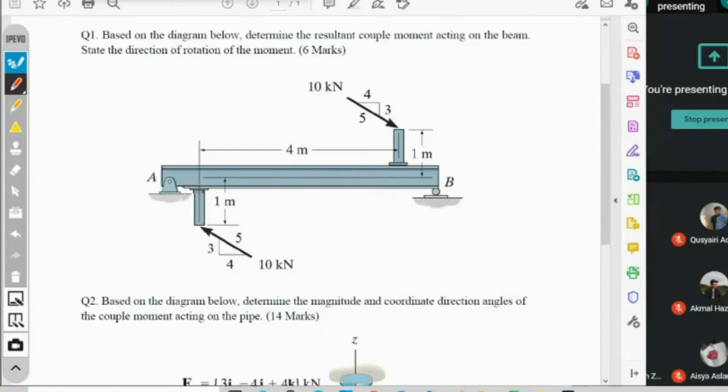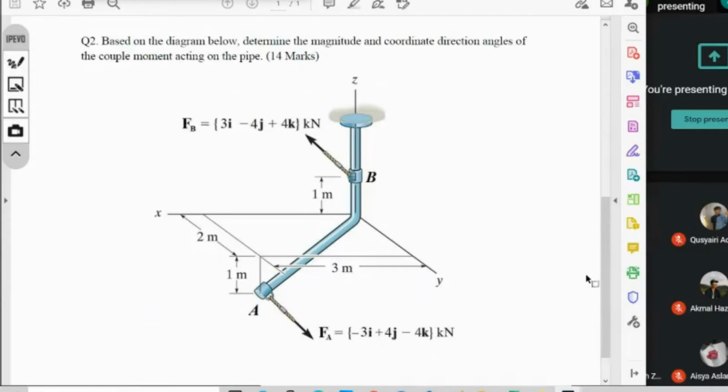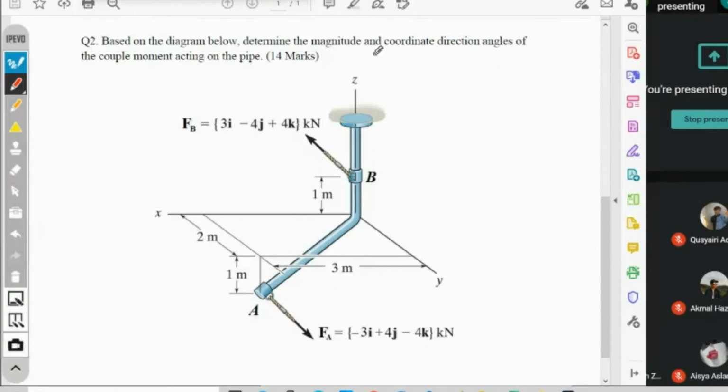Next, we will go to the next one, which is a 3D problem. This one: based on the diagram below, determine the magnitude and coordinate direction angles of the couple moment acting on the pipe. Right, for this question, even though it is also straightforward, sometimes some students may get confused when the question straight away asks that the final form of the answer should be the magnitude and coordinate direction angles, right? So in the end, what is M in magnitude, and alpha?